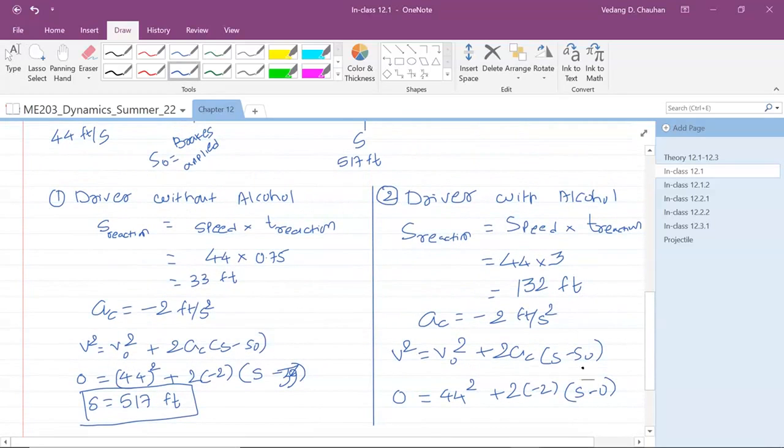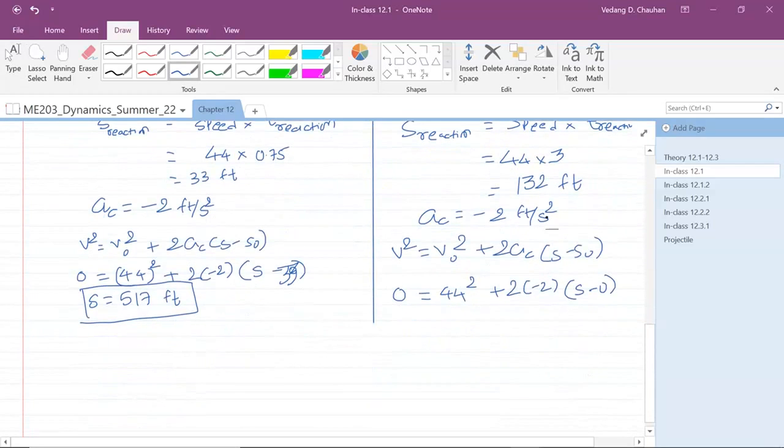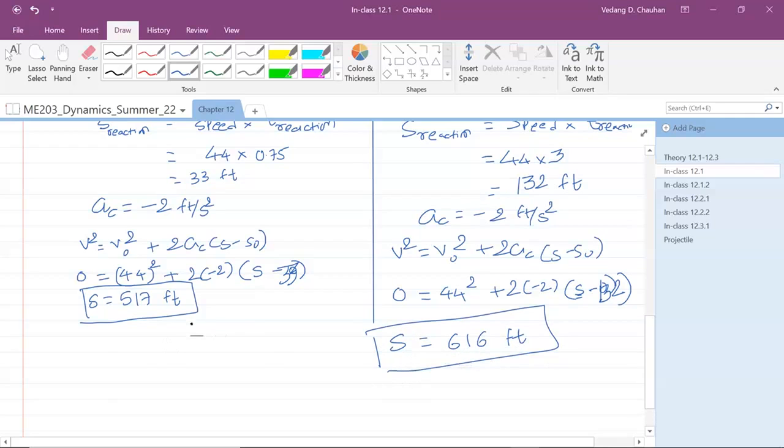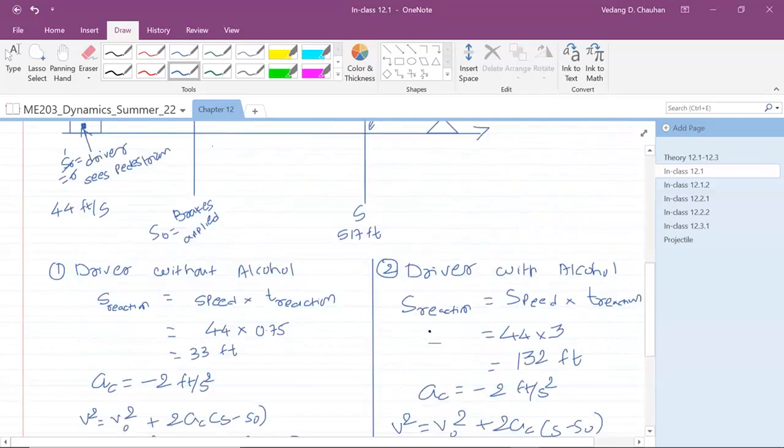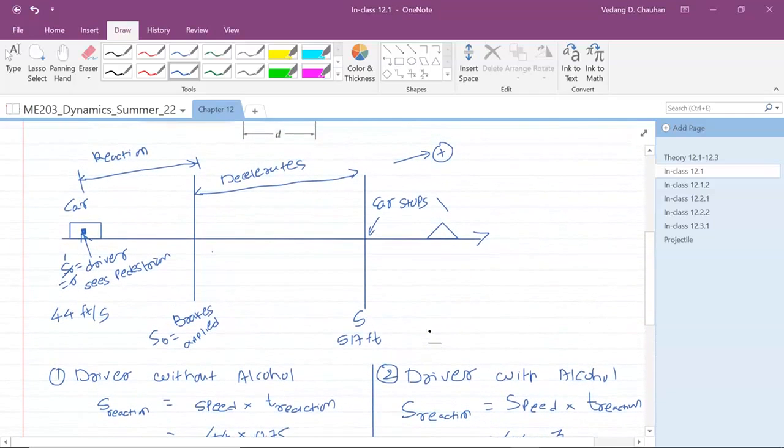Same for the second case, we substitute S0 equal to 132 feet in this equation and then solve for the final S, the distance traveled by the car, and we get 616 feet. So you can see almost 100 feet more distance traveled by the car when the person has alcohol in his or her body.